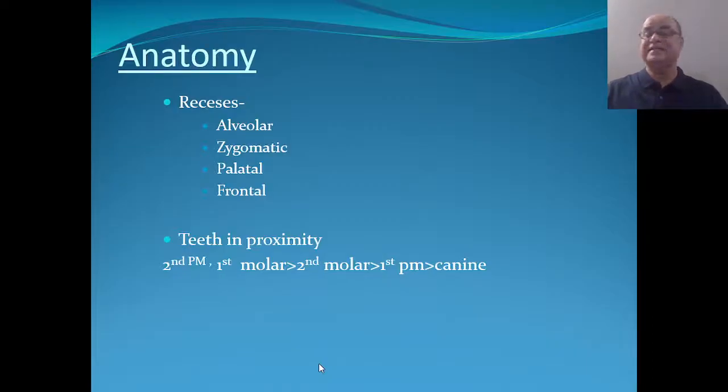There are different recesses in the maxillary sinus: alveolar recess, zygomatic recess, palatal and frontal recess. And teeth in proximity, as I just mentioned, in an average adult are the second premolar and first molar. Even the second molar, first premolar or canine in that descending order can also be in relationship according to the size of the maxillary sinus.